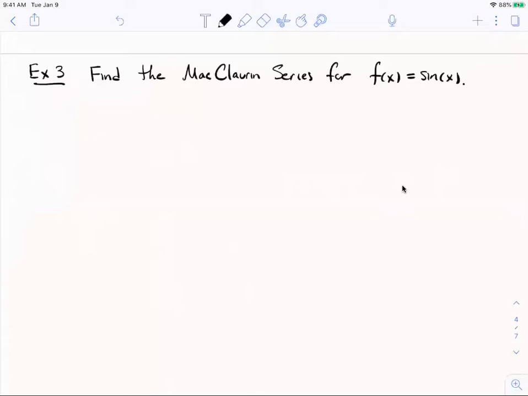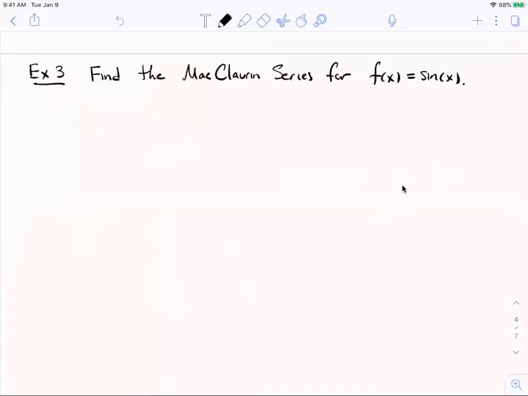So for that little Desmos animation that I showed you, I had just read ahead into section 11.10 and learned how to do this Maclaurin series for sine. So let's do it here. The derivative pattern for sine is more complicated than it is for e to the x. So let's see if we can try it.